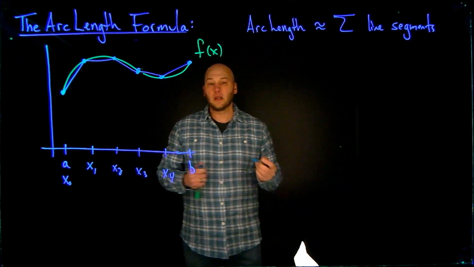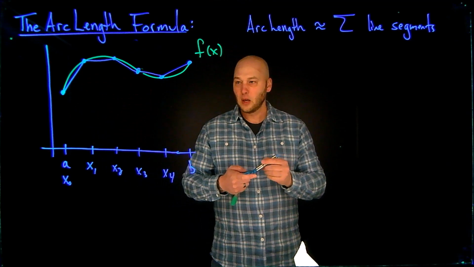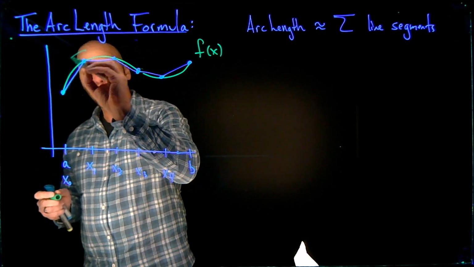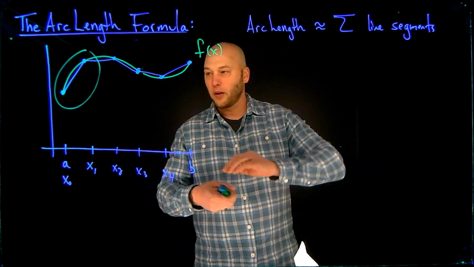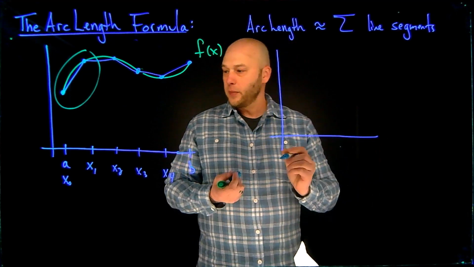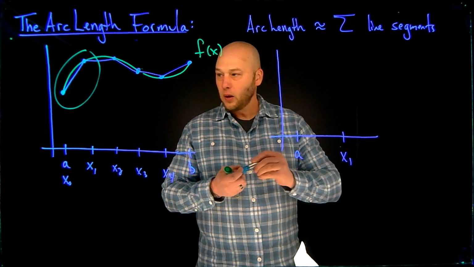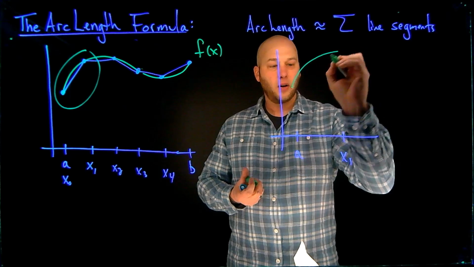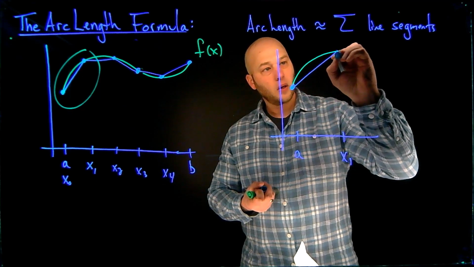Now what we need to do is come up with a more formal expression for the length of one of these line segments. So let me take this portion of the graph here, and let's zoom in on that. Let me redraw this over here, and I'm just going to focus on that first portion, say a to x1, where the original graph looks like that. I've got a curve, and then the straight line segment is going to go from here to here.